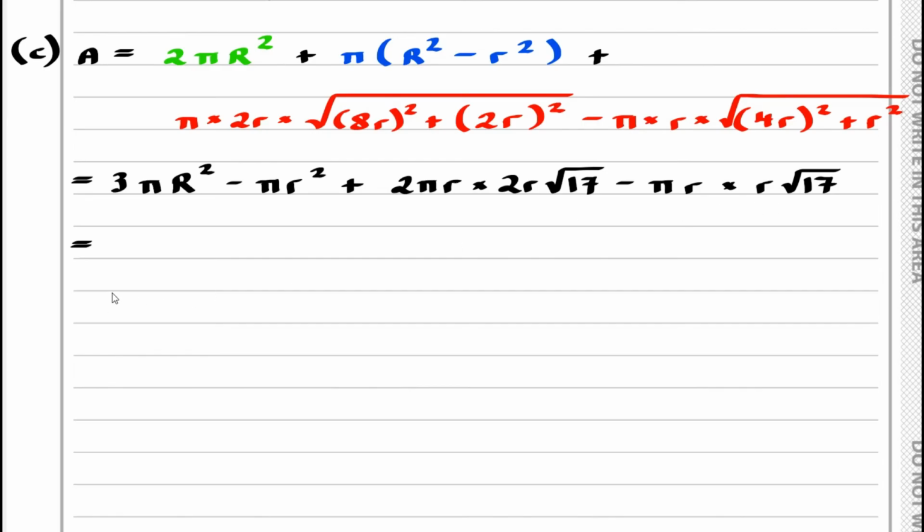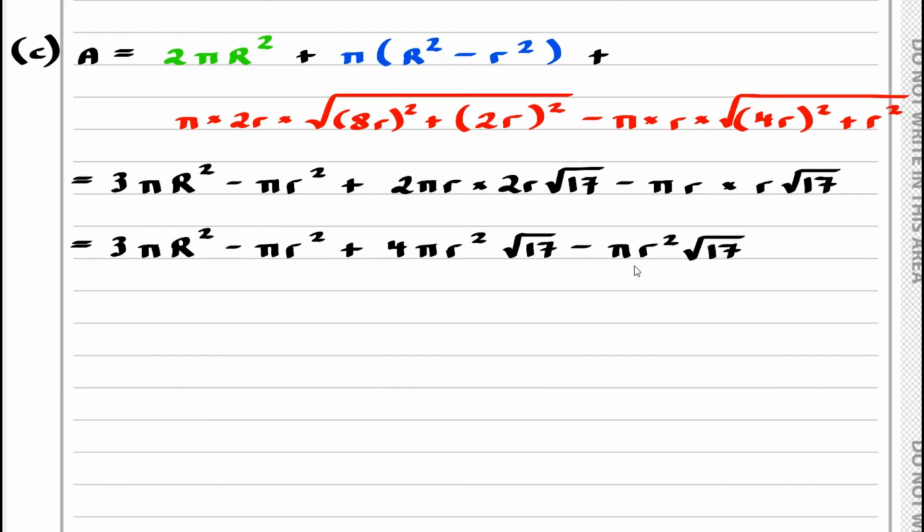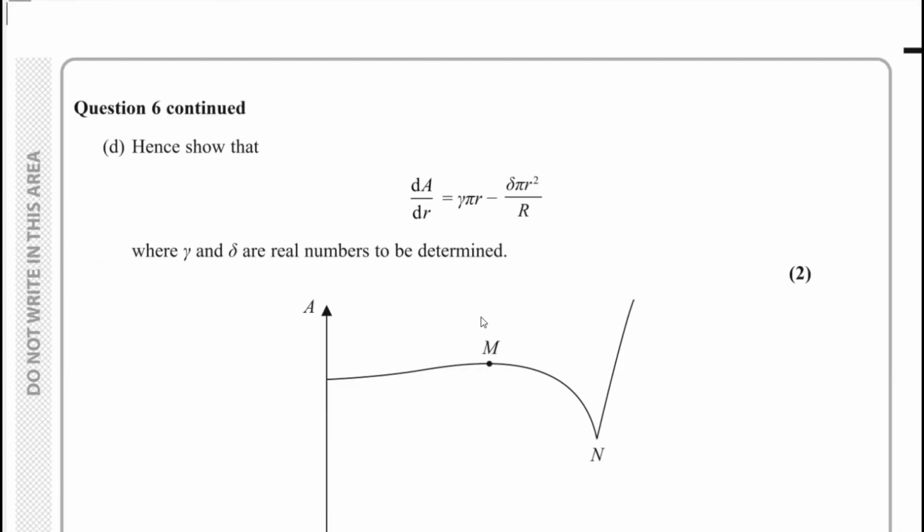So simplifying even further, we have 3 pi R squared subtract pi r squared plus 4 pi r squared root 17 subtract pi r squared root 17, which simplifies to 3 root 17 subtract 1 times pi r squared plus 3 pi R squared. Part D, hence show that dA over dr is equal to gamma pi r subtract delta pi r squared over R, where gamma and delta are real numbers to be determined.